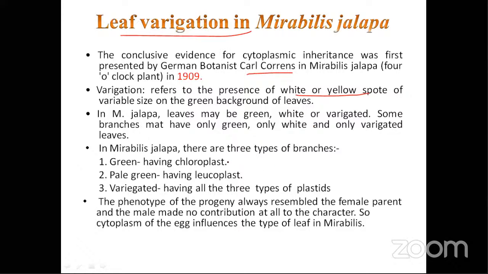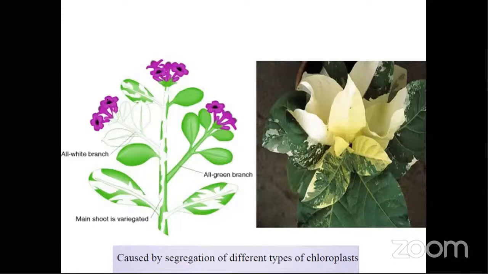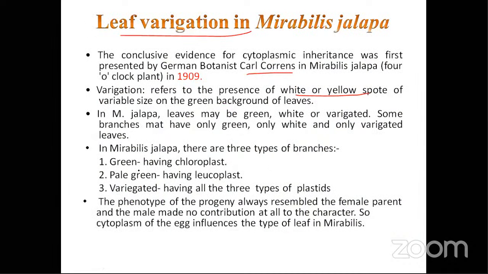And in case of Mirabilis jalapa, the photograph is here, you see. This is the plant of Mirabilis jalapa, this is a real picture. You see here, this is the green part. Here you can see some yellow part, and you see the pure white part present over here. Okay, so this is the variegation pattern.